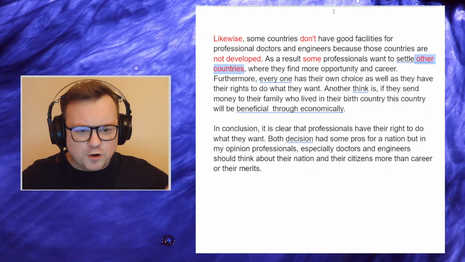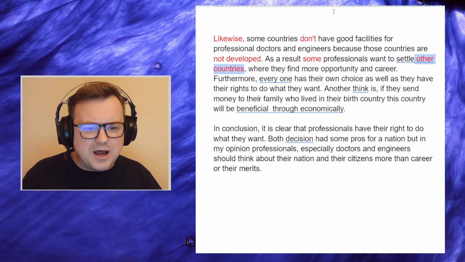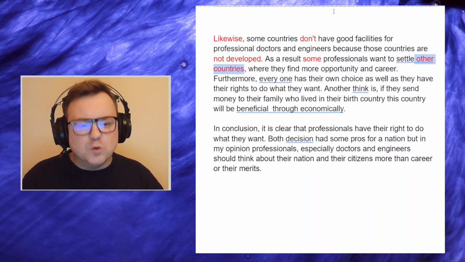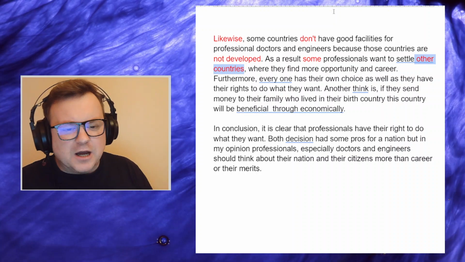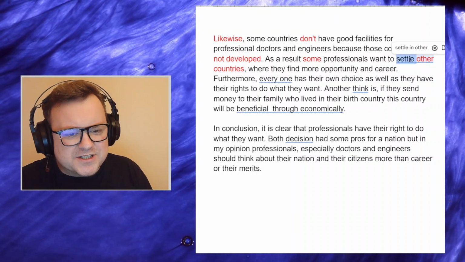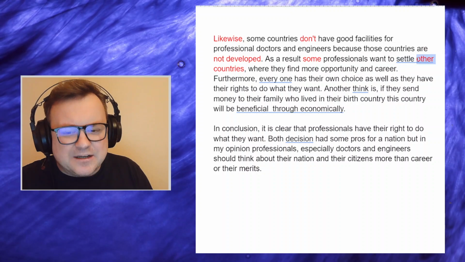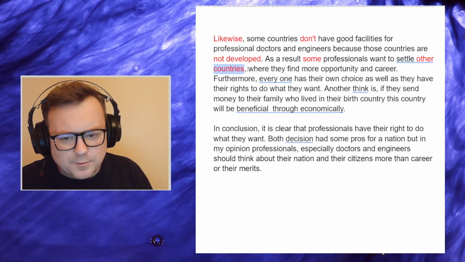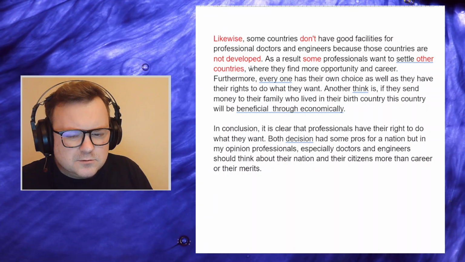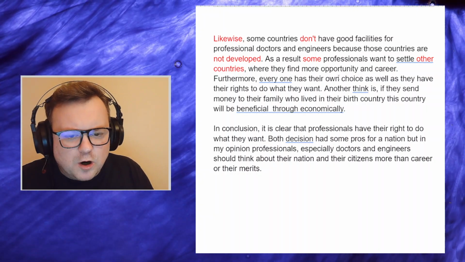I am on my chair. I am at home. I am in my workroom. I am by my desk. And professionals want to settle where? In other countries, comma. Okay. Where they find more opportunity.